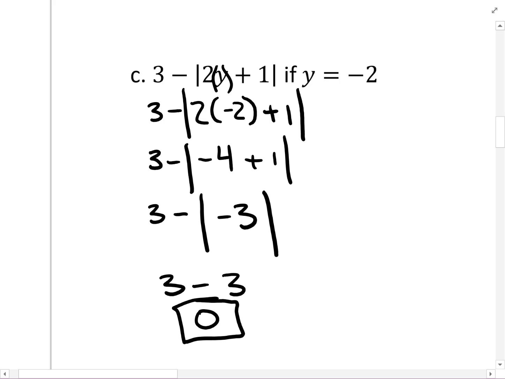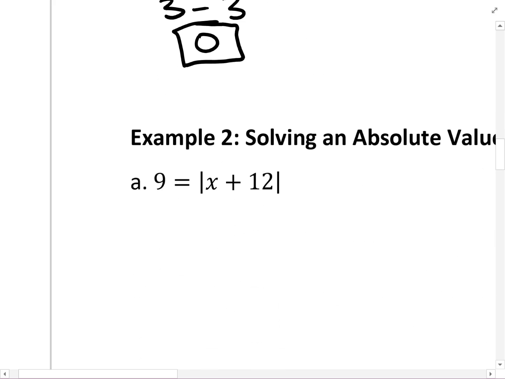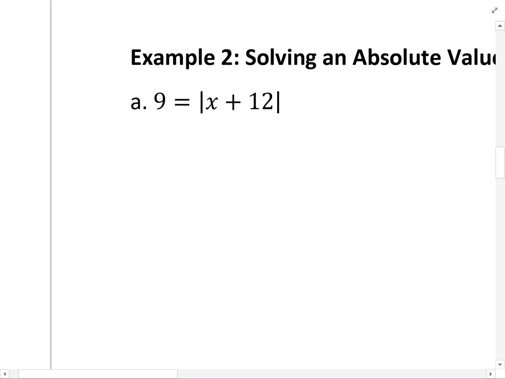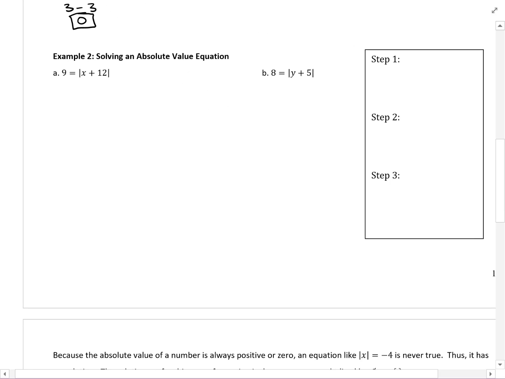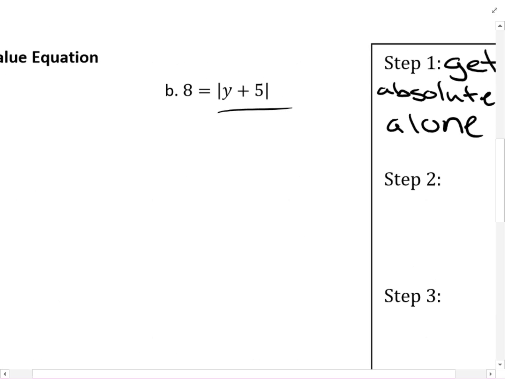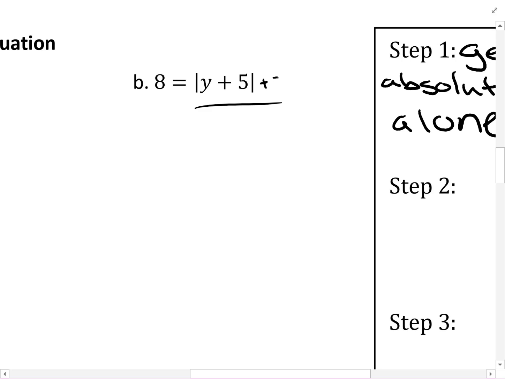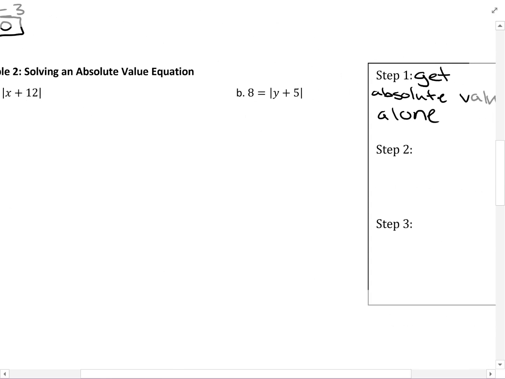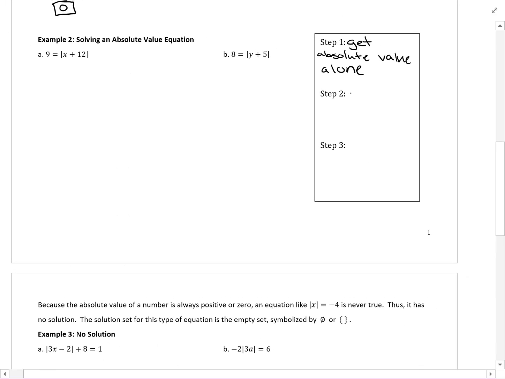Now that we've just practiced working with absolute values, let's try solving some equations. There are 3 steps to solve absolute value equations. Step 1, make sure the absolute value is by itself. So please write in the box, get absolute value alone. Now for A and B right here, you can see they're already alone. It's not as if we had extra stuff with them, like maybe a +3 at the end. We don't have anything like that. So we can skip straight to step 2, which is to solve the cases.